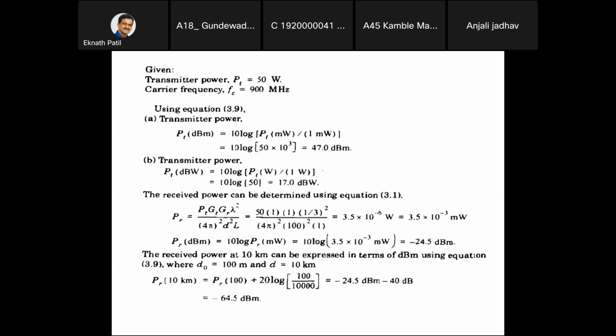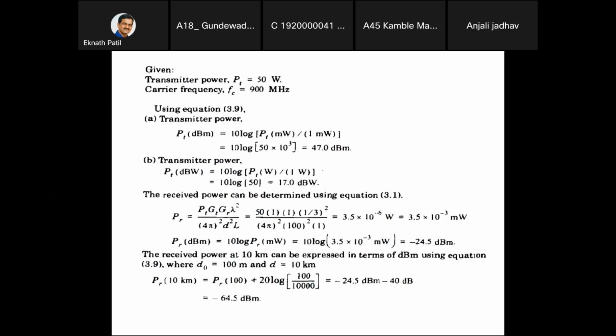Now received power can be determined by using PR is equal to PT GT GR lambda square divided by (4 pi) square D square L. Now GT and GR gains are 1. 50 is the power. 1 by 3 is the lambda, calculated for 900 megahertz. (4 pi) square into the 100 is the distance between the transmitter and receiver, and loss L is 1. They have considered that, and that's why 3.5 into 10 raised to minus 3 milliwatt is the power received.